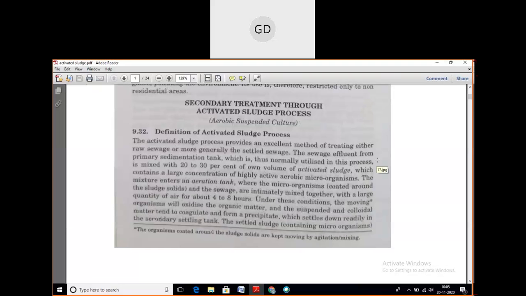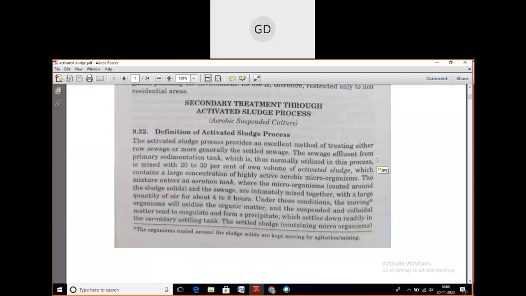The activated sludge process provides an excellent method of treating either raw sewage or, more generally, the settled sewage. The sewage effluent from the primary sedimentation tank is thus normally utilized in this process, and is mixed with 20-30% of its own volume of activated sludge, which contains a large concentration of highly active aerobic microorganisms. So whatever sewage effluent you got from the primary sedimentation tank is utilized in this process and mixed with 20-30% of its own volume of activated sludge. This activated sludge contains a large concentration of highly active aerobic microorganisms.